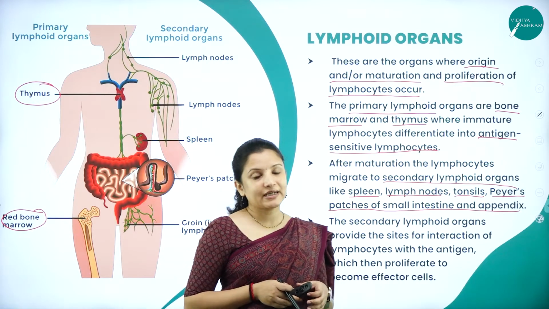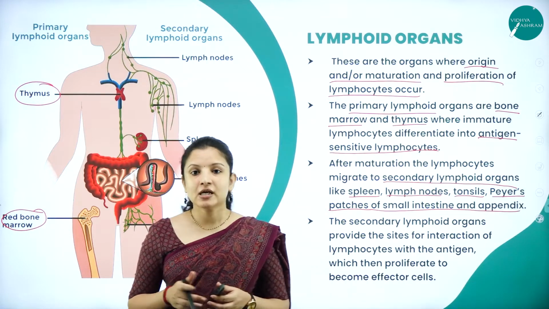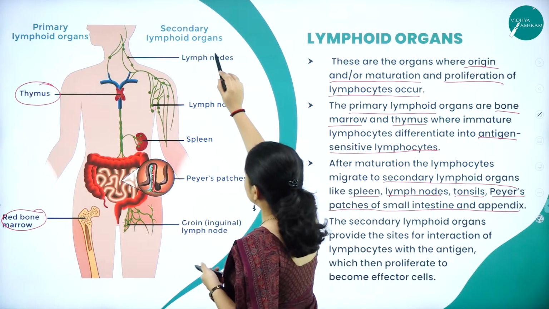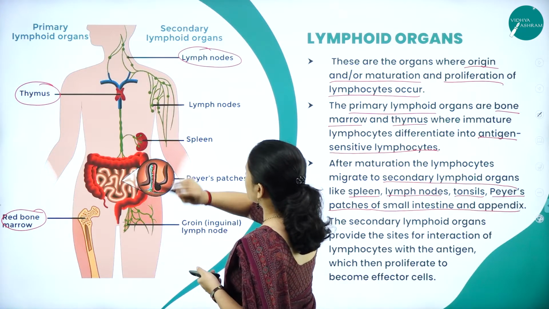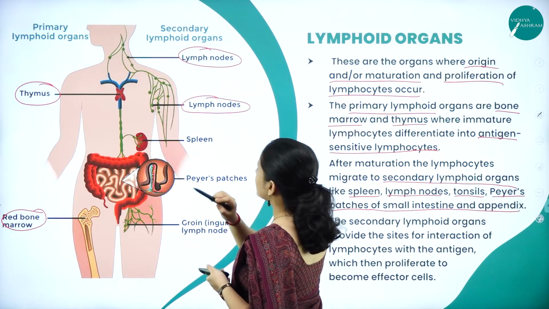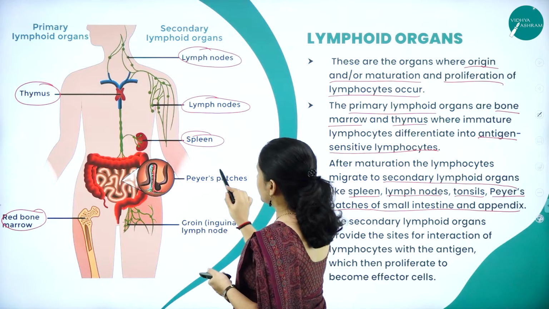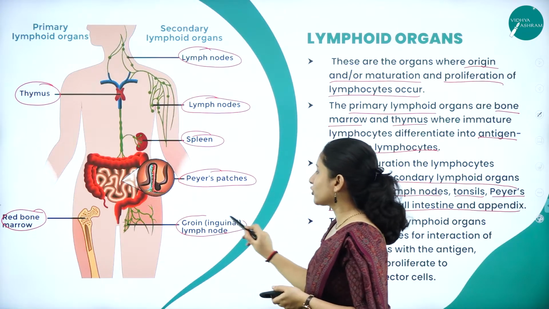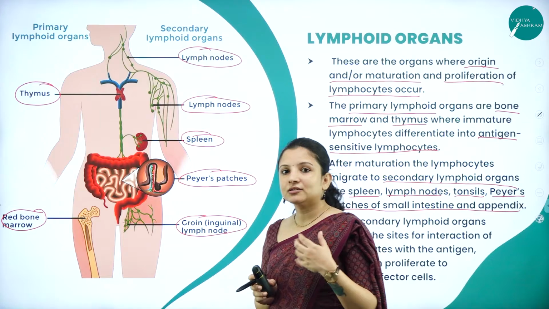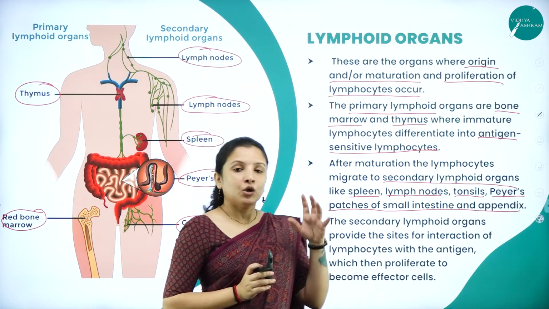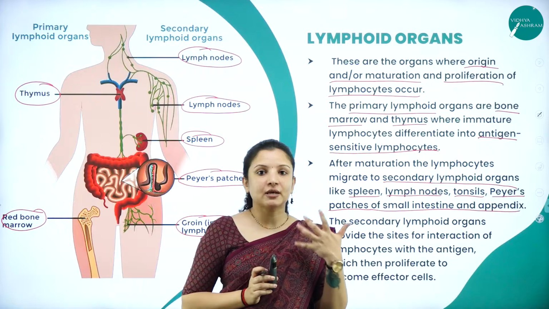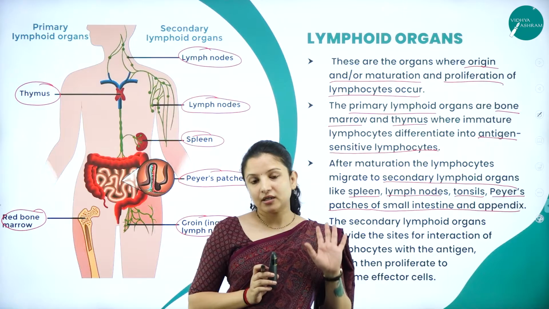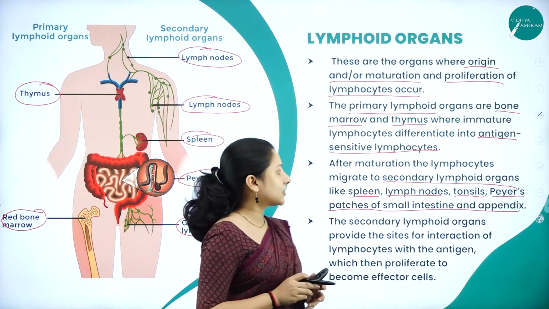Once these primary lymphocytes mature and differentiate, they move from these organs to the secondary lymphoid organs, such as the lymph nodes present in the neck region, lymph nodes present in the armpit region, the spleen, the Peyer's patches present in the intestine, and the lymph nodes present in the groin region. So they move to all these regions, so that whenever any infection occurs, they get activated and can start to attack that particular pathogen and reduce the infection. So that is how it works.